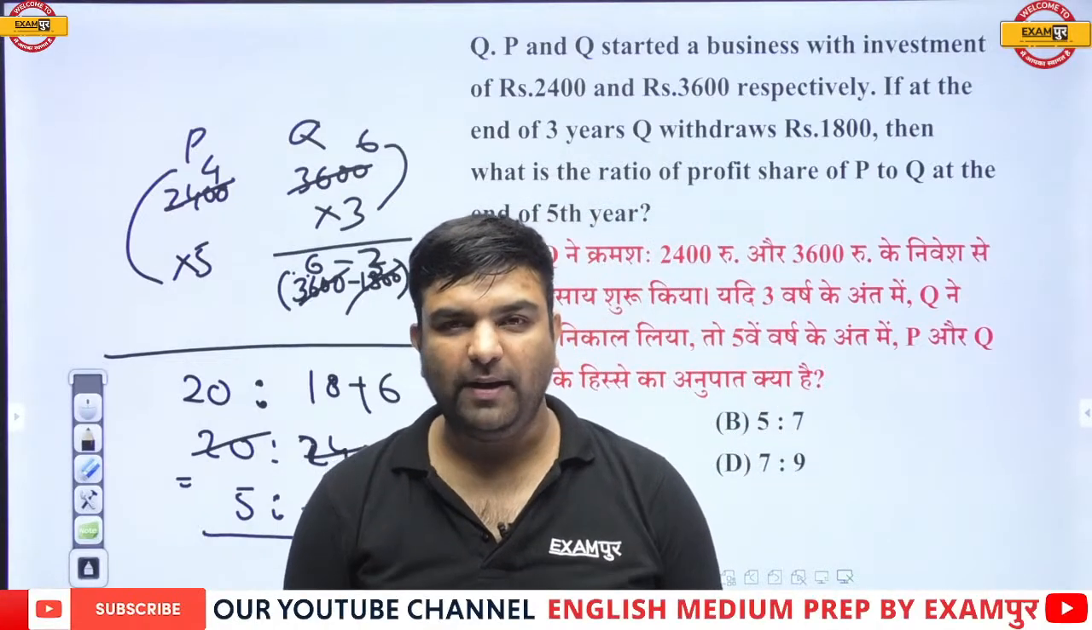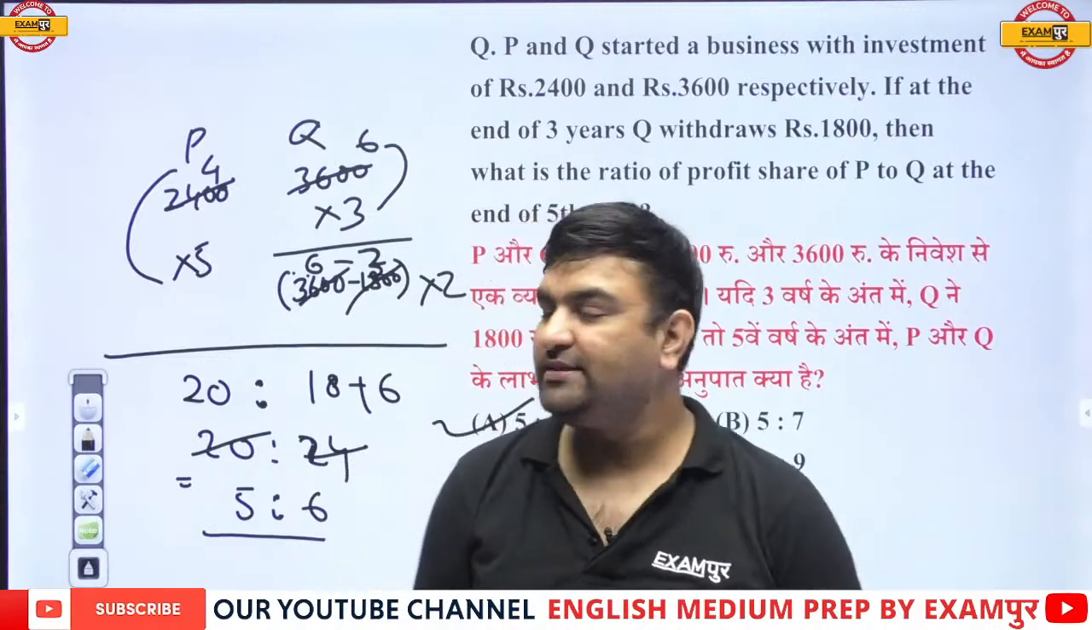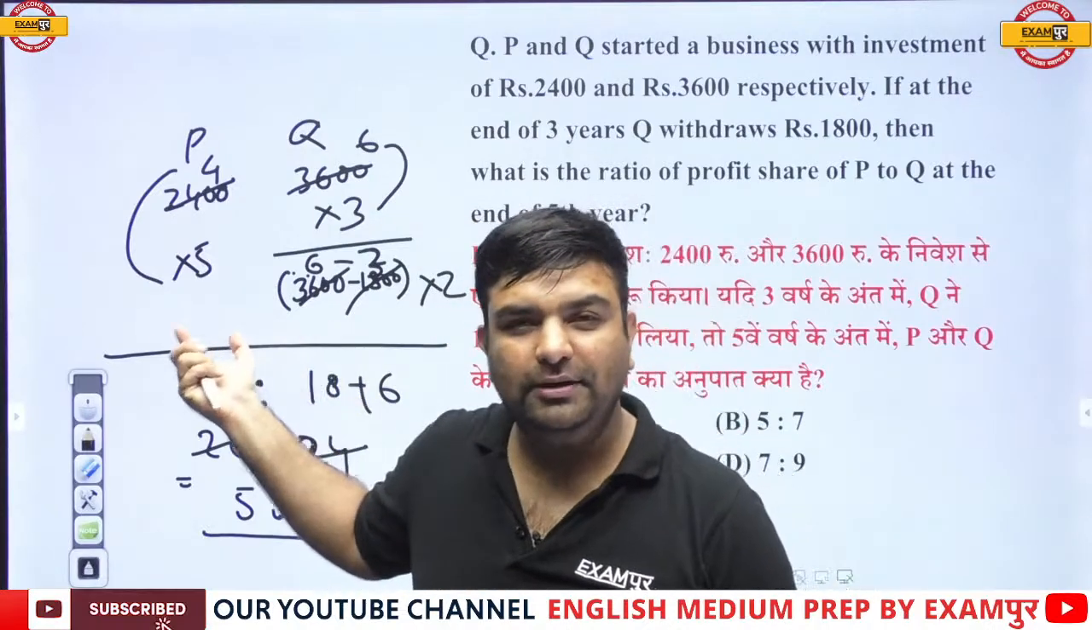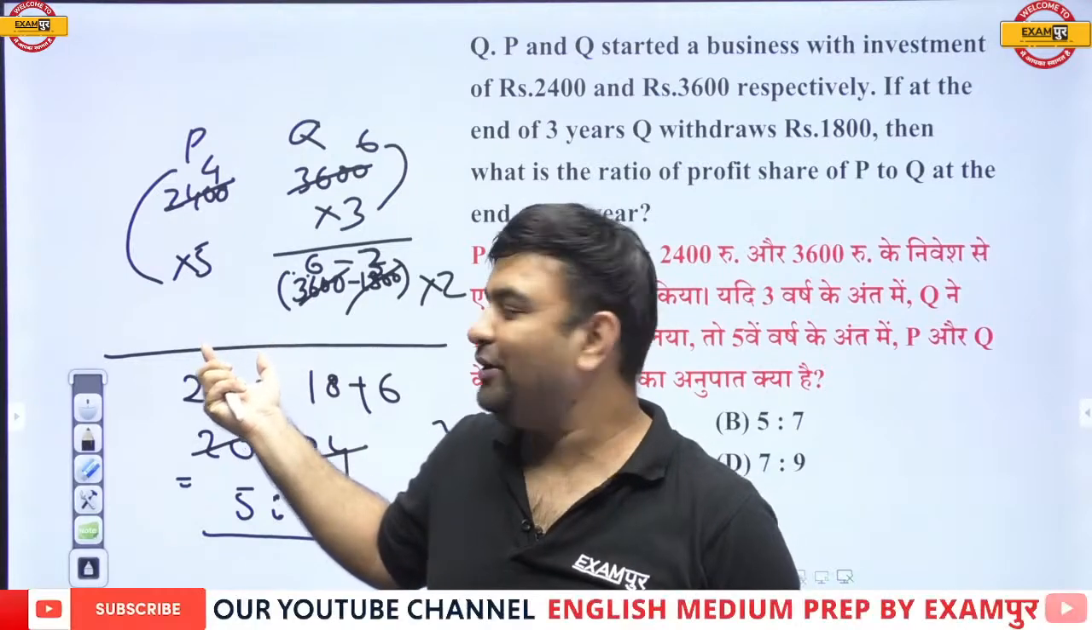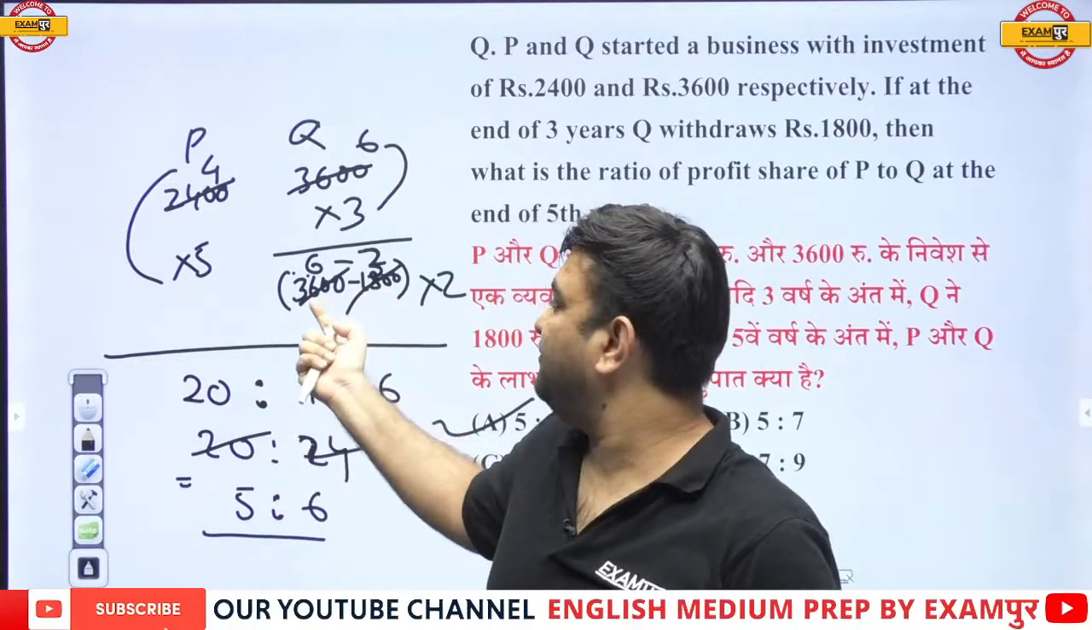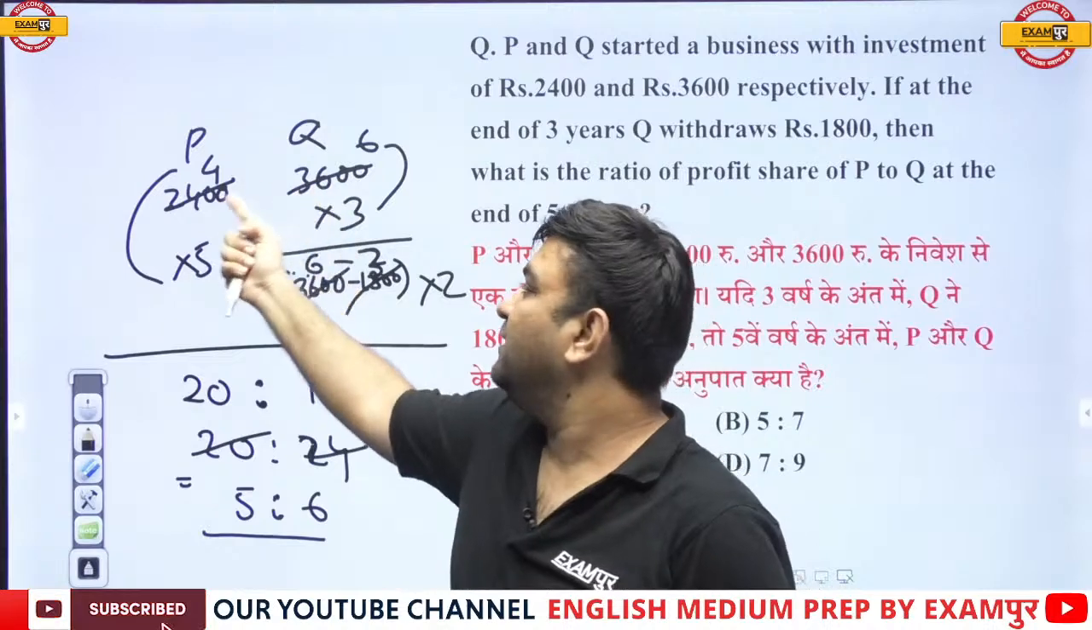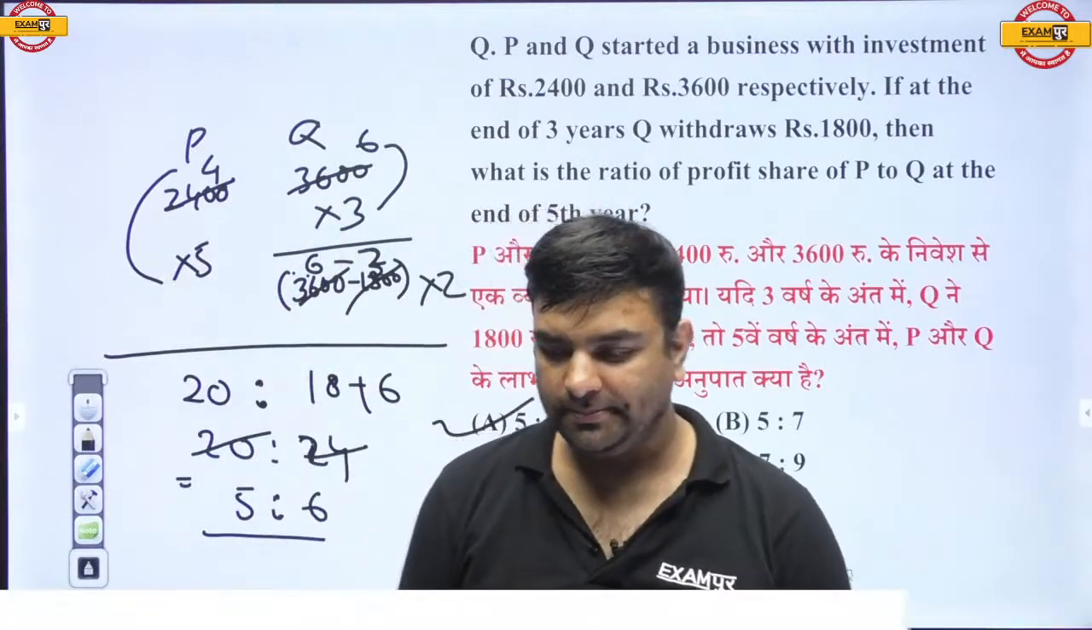I've simplified it by 600, just to make it a little bit easier. 600 3 times, 600 6 times, 600 6 times, 600 4 times.